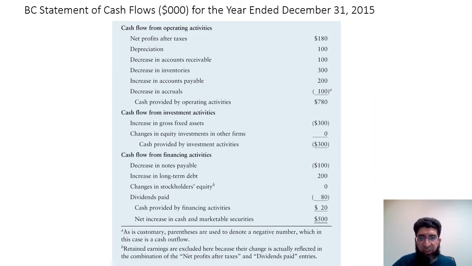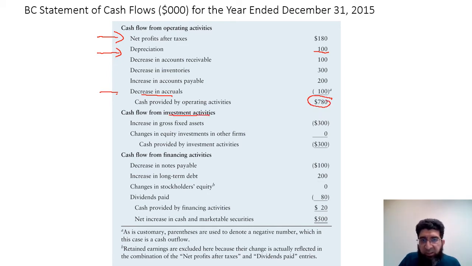This is the cash flow statement, and the cash flow statement begins with the net profit after taxes, which is $180. Then we add back the depreciation, which is from the income statement, for $100. Decrease in accounts receivable, you can check by calculating the change. It is $100. Inventories, accounts payable, and then you see the decrease in accruals, which causes a minus sign of $100. So cash provided by the operating activities is $780.